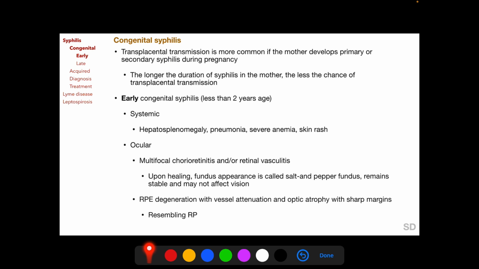Early congenital syphilis usually starts before 2 years of age, and systemic manifestations include hepatosplenomegaly, pneumonia, severe anemia and skin rash. Ocular manifestations include multifocal chorioretinitis with or without retinal vasculitis, and upon healing, the fundus appearance is called salt and pepper fundus. Following healing the pattern remains stable, and in some cases it may not actually affect vision significantly.